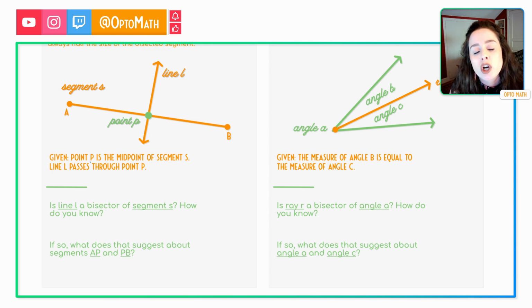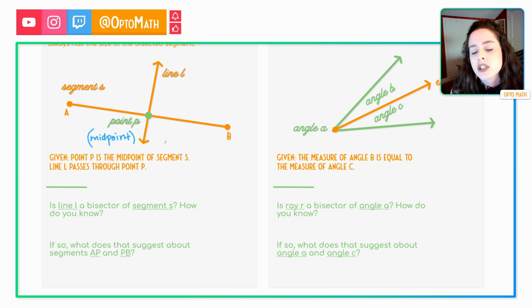So remember when we are given some information, we always want to fill in that info in our given picture or draw a picture from scratch. So let's do that. Given point P is the midpoint of segment S. Okay, so let's just make a note of that. This is going to be the midpoint. So point P is the midpoint. Line L passes through point P. Okay, we can tell that by looking.